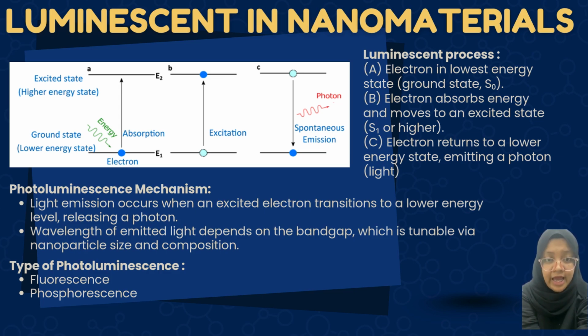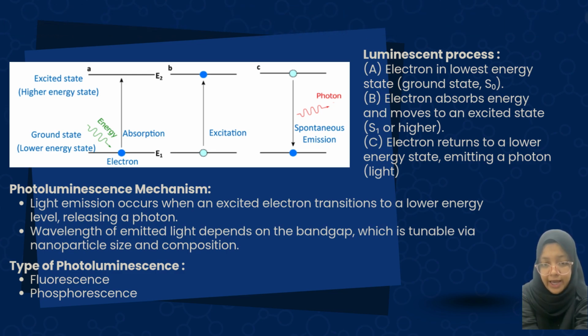Photoluminescence mechanism. Light emission occurs when an electron in a nanomaterial transitions from a higher to a lower energy state, releasing a photon. The wavelength of emitted light is determined by the band gap, which can be tuned by changing nanoparticle size and composition. There are two main types: fluorescence, emission from a singlet excited state S1 to S0, typically fast, in nanoseconds. Phosphorescence, emission from triplet state T1 to S0, typically slower, microseconds to seconds.